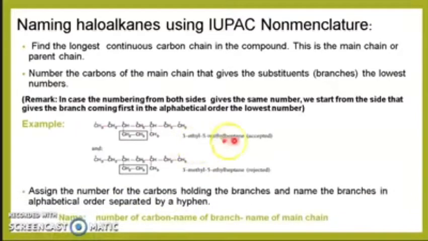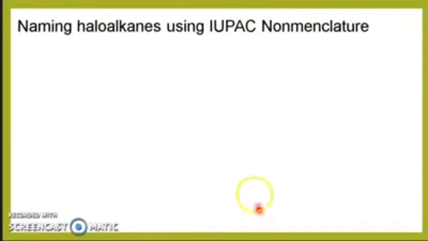So to name the branched chain alkane, first we have to write the number of the branch, the name of the branch. We follow the same procedure again if we have a different branch, and we finish by naming the main chain. In case we have the same branch, we have to use the prefixes di, tri, tetra, and so on. These same rules will be followed in order to name haloalkanes.